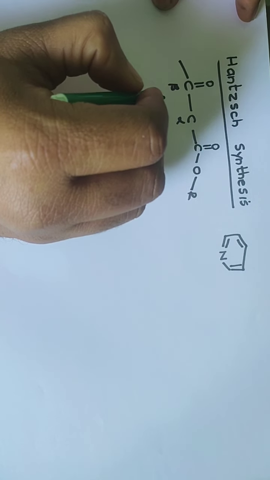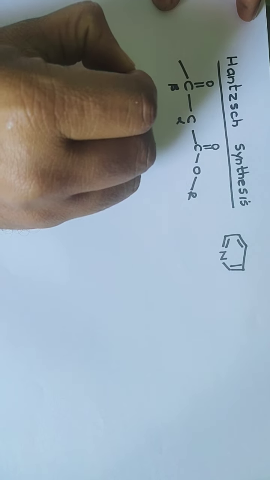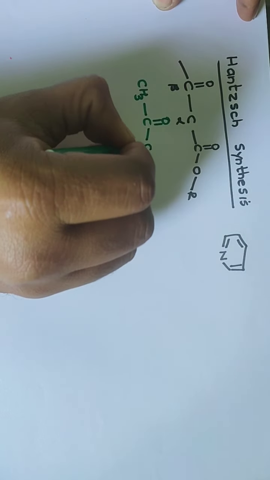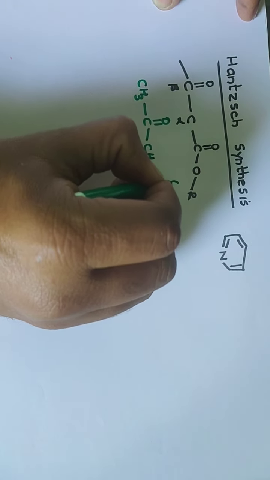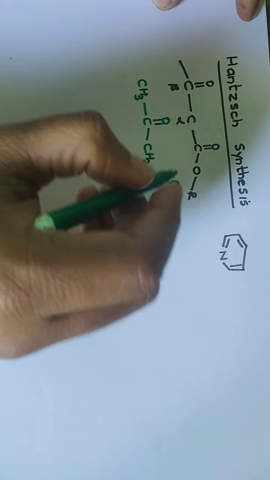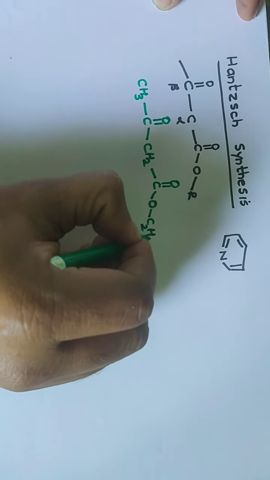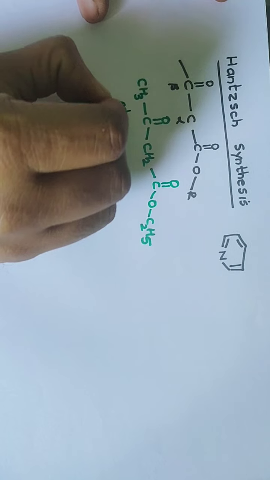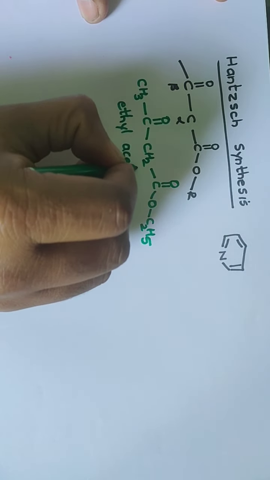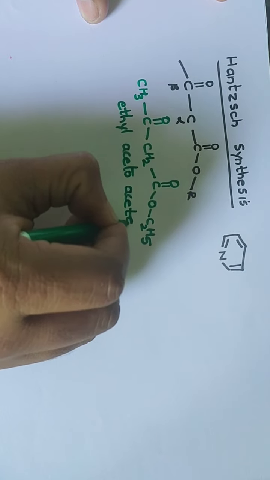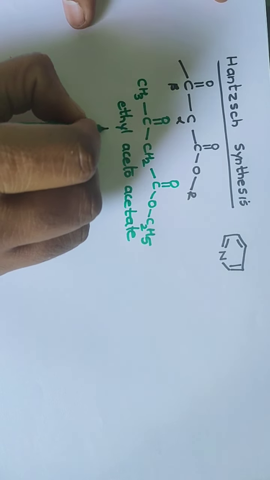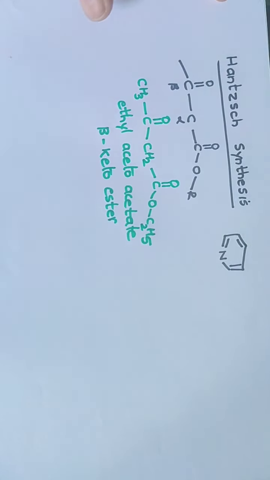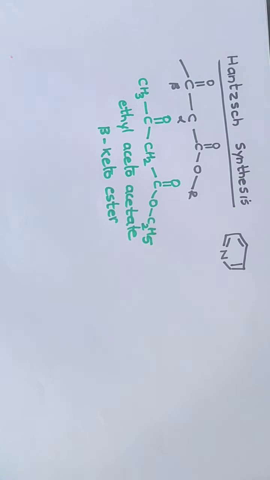Ethyl acetoacetate is a beta ketoester, that is CH3 C double bond O CH2 C double bond O OC2H5. So this is ethyl acetoacetate, or referred to as a beta ketoester.